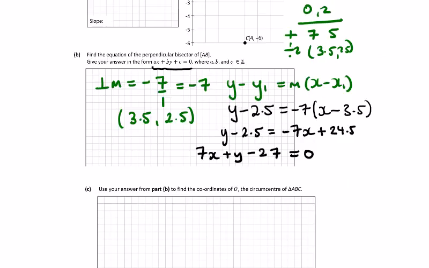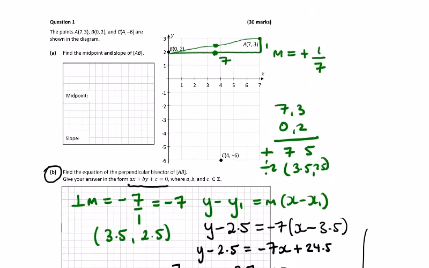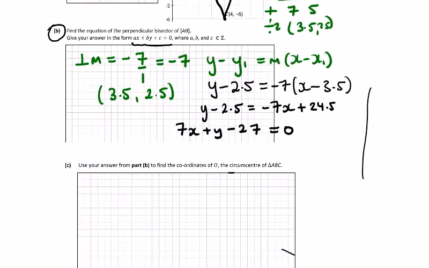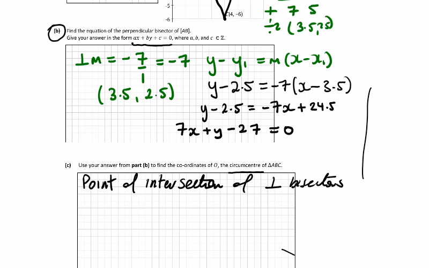Then we're told to use our answer from part B, the equation of this line, to find the coordinates of O, the circumcenter of triangle ABC. So let's draw that triangle, A to C, B to C. What do we know about the circumcenter? It is the point of intersection of perpendicular bisectors, and we have one of them already.